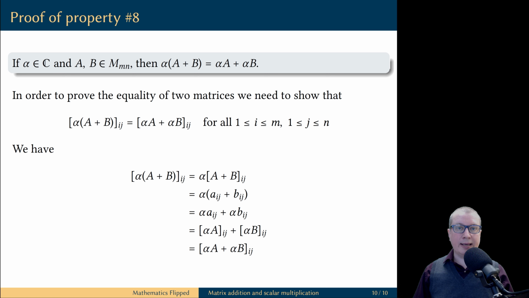Now, if you look at the beginning and the end of this computation, you will see that the entry in position ij of the matrix on the left-hand side is equal to the entry in position ij of the matrix on the right-hand side. And because i and j were arbitrary, this shows that these matrices have identical entries, and therefore they're equal as matrices.